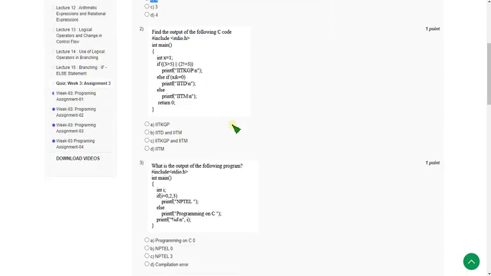And second one, they gave a C code. They are asking for the output of the following code. When I ran this on my compiler, I got the answer for the second question as option A, IITKGP. That is the first option. So mark option A.